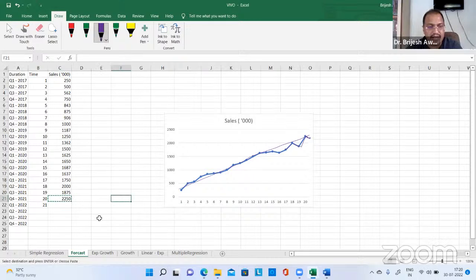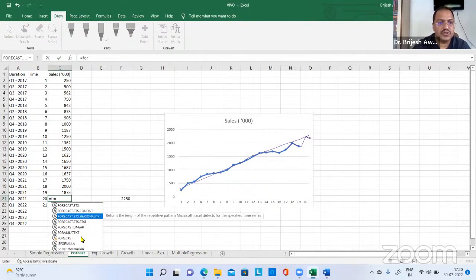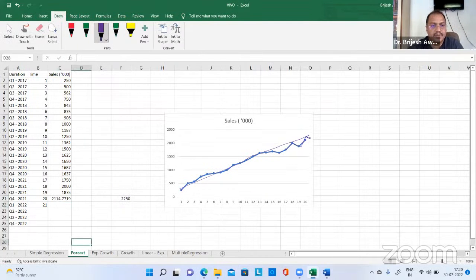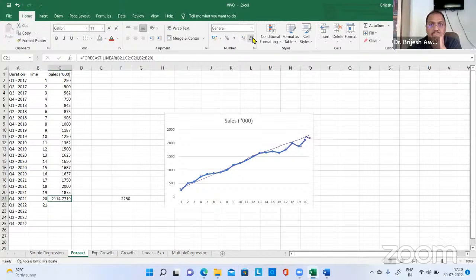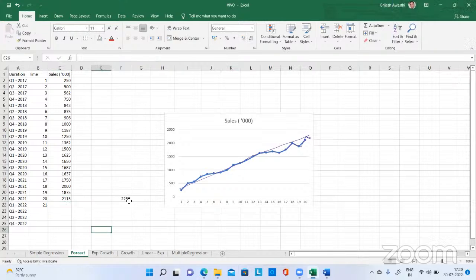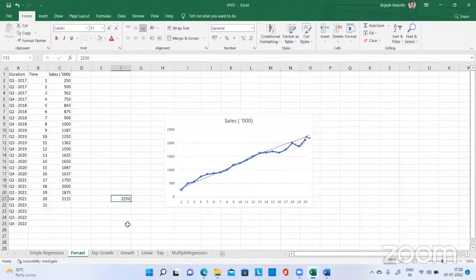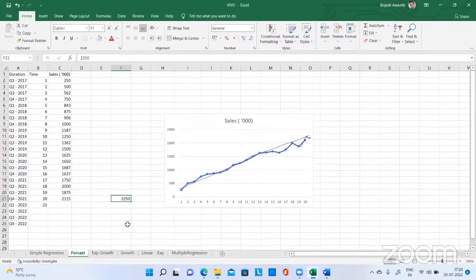Suppose we don't have an idea about it. I'm going to forecast this value equals FORECAST.LINEAR. This is my X series, comma, this is my Y, comma, this is the X series, and just enter. What is the value? 2115. And what is the real value in the next term? 2250. Is there a very big difference? No, sir, there's no major difference.